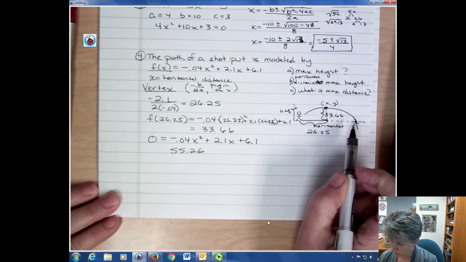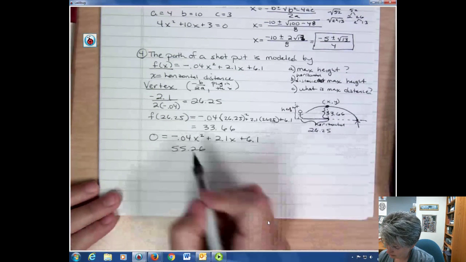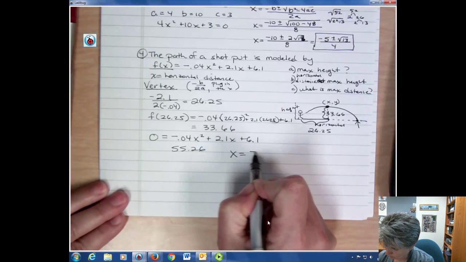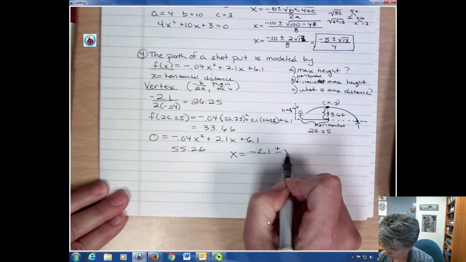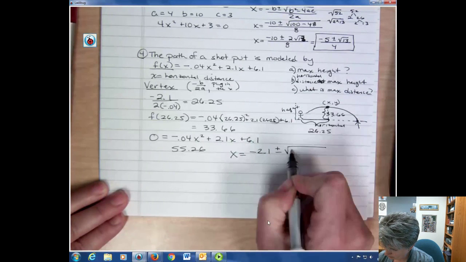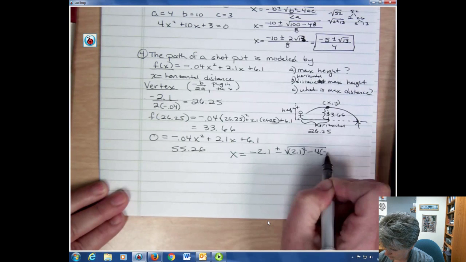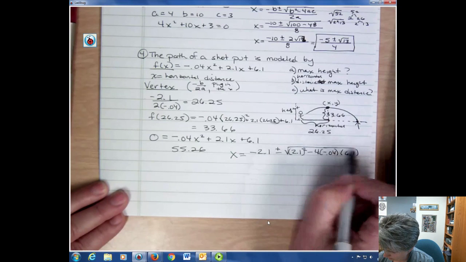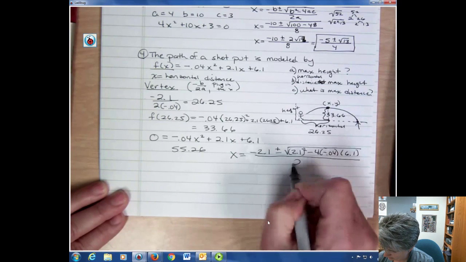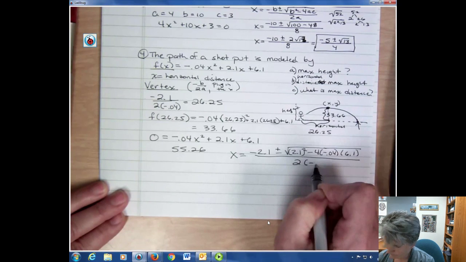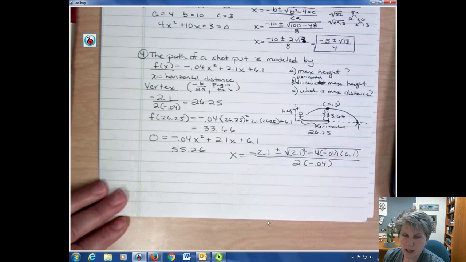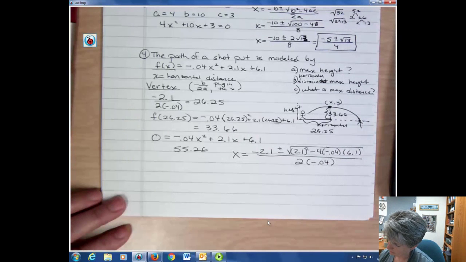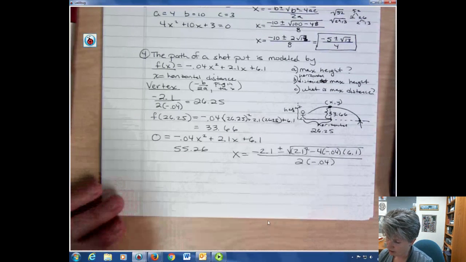And so if you don't have a calculator that can do that, then you're going to have to plug in negative 2.1 plus or minus the square root of 2.1 squared minus 4 times A times C all over 2 times A and solve that. And so the other thing you might, well, no, I won't go into that. But anyway, so solve that and see if you can get the right answer that way.